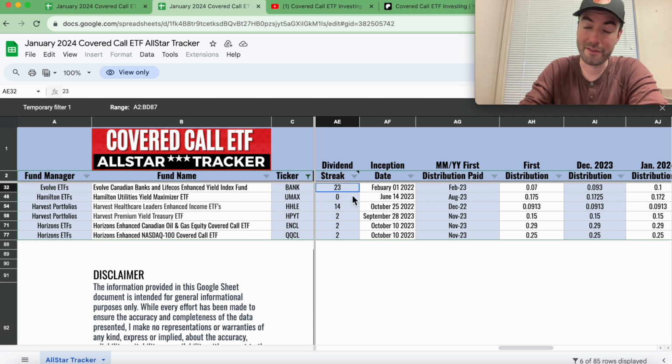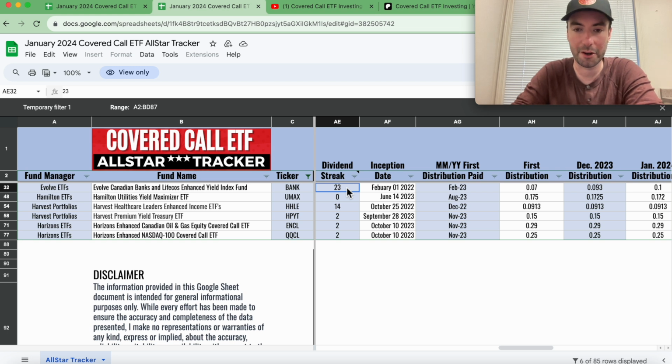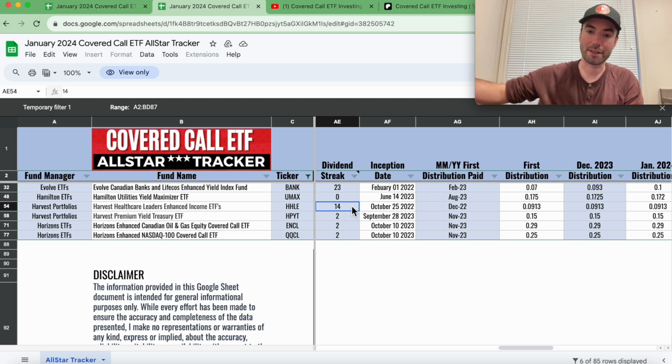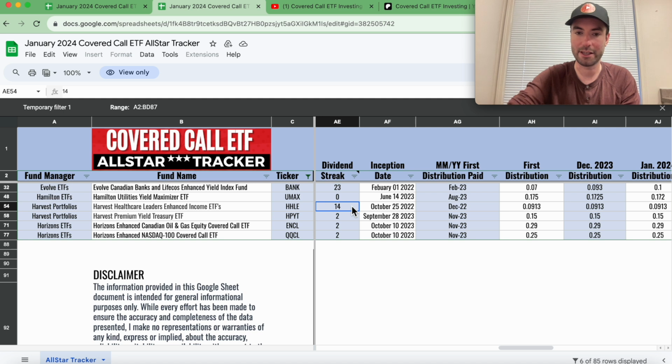Bank, obviously being the biggest one out of all of these. This one has been a grower over the last two years. HHL has a dividend streak, and its underlying has done phenomenal. I think it's one of the biggest dividend streaks. HHLE, being the leverage version of that fund, hasn't been around as long, but it's going to basically perform in lockstep with its underlying ETF, HHL.